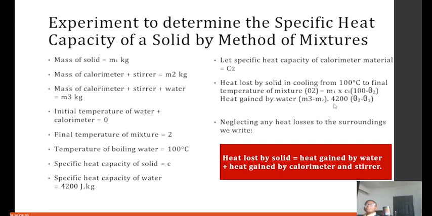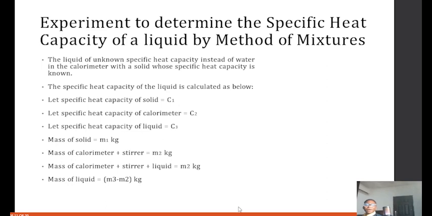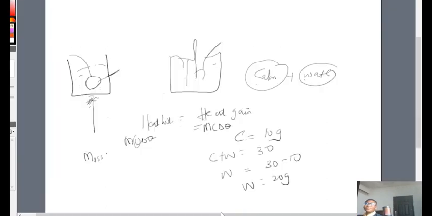M3 minus M2 times 4,200, then theta 2 minus theta 1. This one is the mass of the water inside the calorimeter. But we cannot measure water alone, because the water cannot stay on the balance alone. So we have to subtract it from this and get this. So neglecting heat losses to the surroundings, heat loss by solid is equal to heat gain by water plus heat gain by the calorimeter and stirrer, and we'll get our answer. So that's all. Let's go to our board and try to visualize what we just said.